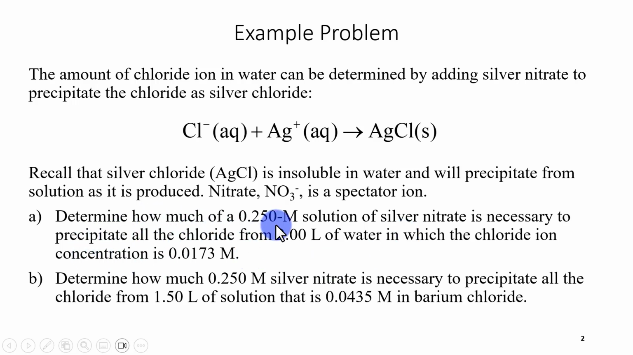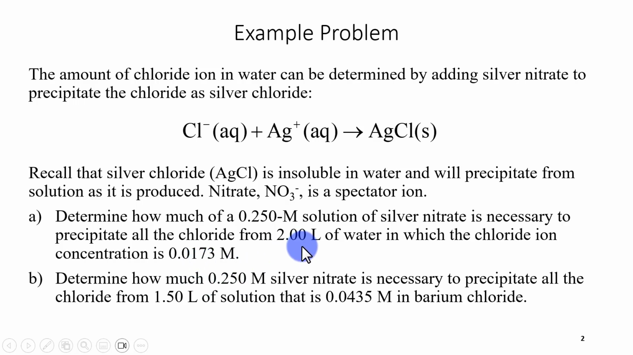Let's determine how much of a 0.25 molar solution of silver nitrate is necessary to precipitate all the chloride from 2 liters of water in which the chloride ion concentration is 0.0173 molar. Remember, this big M stands for 0.0173 moles over 1 liter.